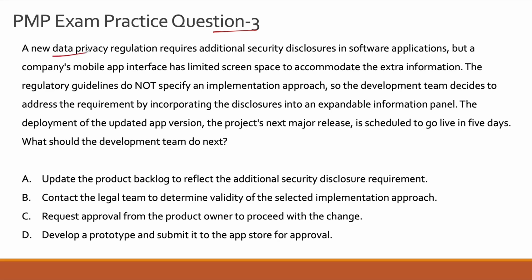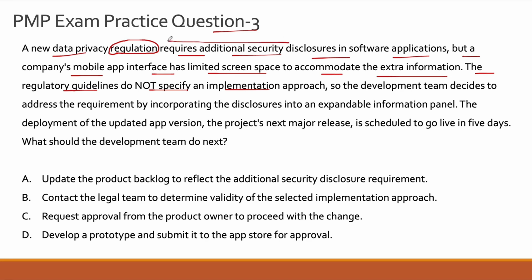A new data privacy regulation. Okay, so this is a very important term to note in this question. It's a regulatory requirement, not an optional requirement. Okay, a new data privacy regulation requires additional security disclosures in a software application, but a company's mobile application interface has limited screen space to accommodate the extra information. The regulatory guidelines do not specify an implementation approach. However, they have given this guideline which needs to be adhered to from a legislation standpoint.